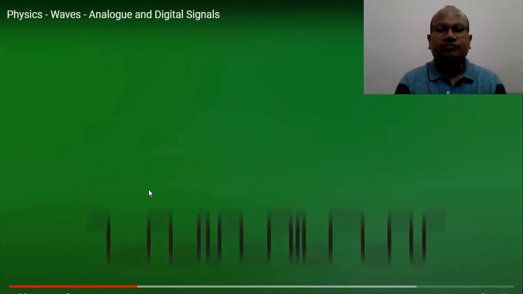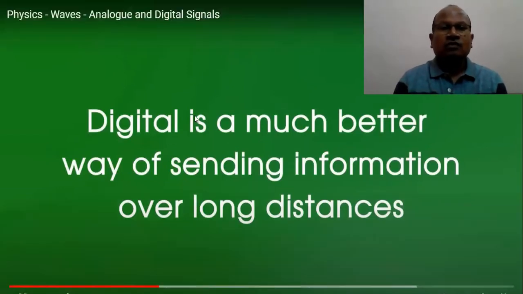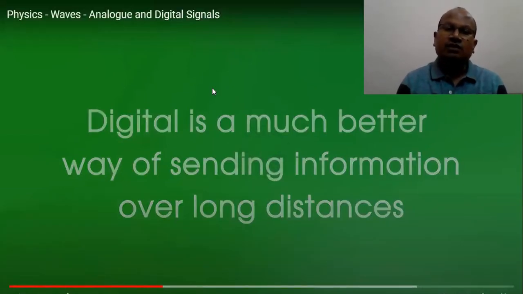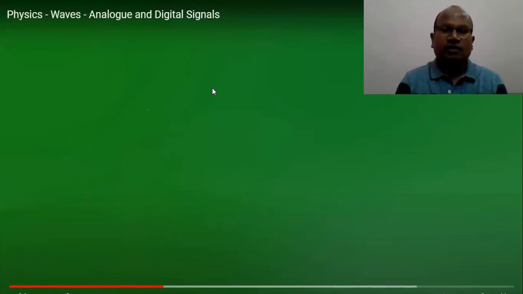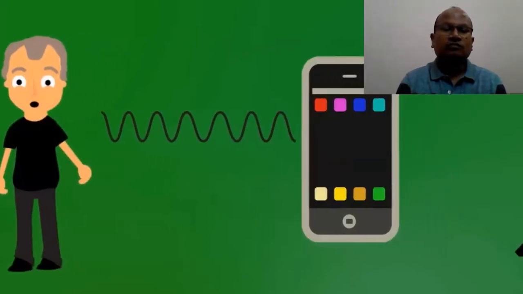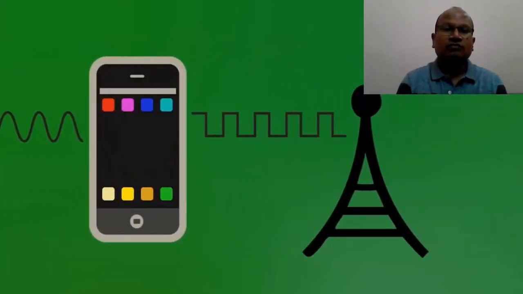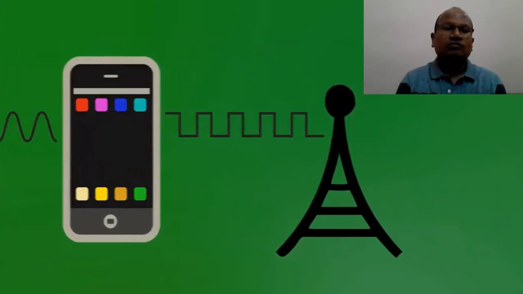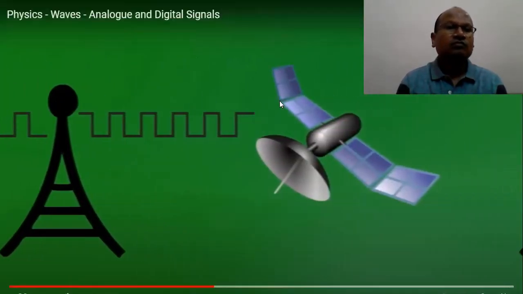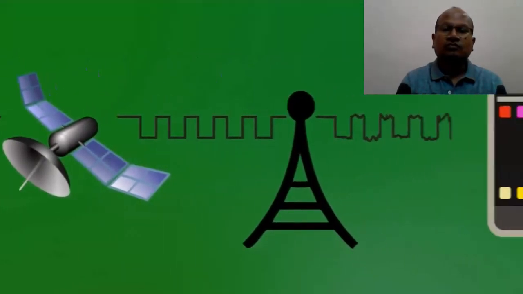Okay, so that's great, but which is better? Well, digital is a much better way of sending information over long distances. Now let's see why. So here is someone talking on a phone. The signal from their voice is analog sound, and it enters the phone and is converted to a digital signal and then sent out via microwaves to a phone mast, which then sends it on to a satellite and then back down to another phone mast and then on to the person receiving the phone call.